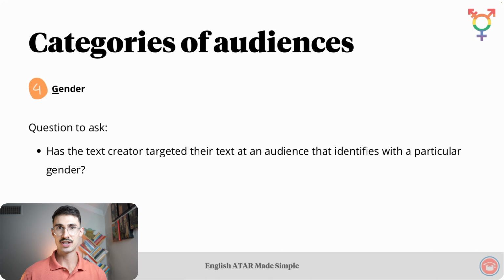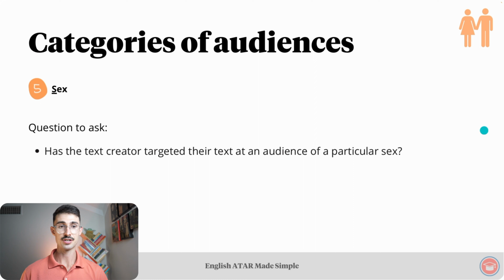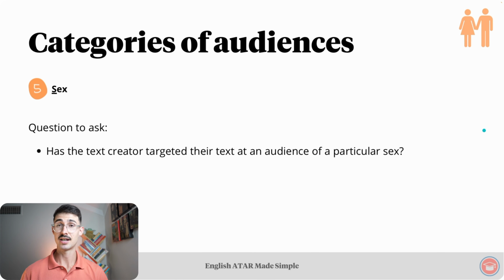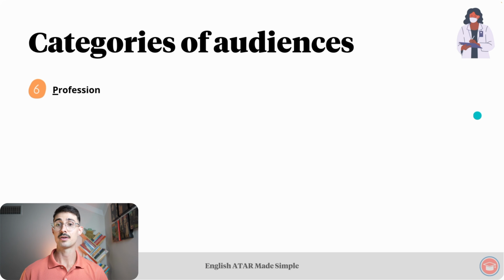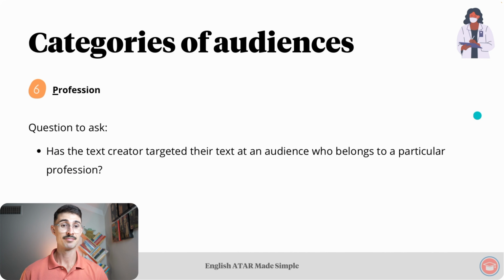I've included the definitions of each of those genders in the PDF study notes if you're curious. Sex. Question to ask: has the text creator targeted their text at an audience of a particular sex? Examples: male and female. Next up, profession. Question to ask: has the text creator targeted their text at an audience who belongs to a particular profession? Examples: doctors, graphic designers, content creators, influencers.